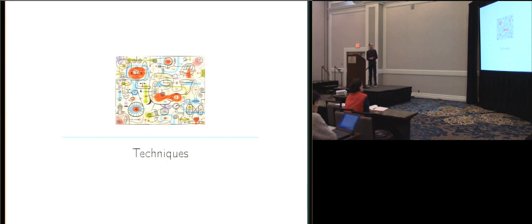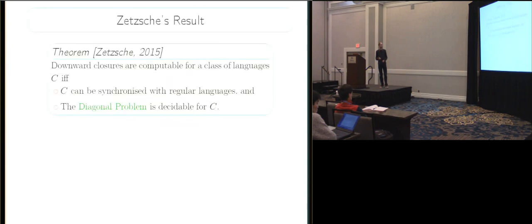Okay, so getting on to the techniques. There are 2 parts to the technique slides. First I'm going to present Zetzsche's general technique, which I think is of interest to anybody thinking about computing downward closures. And then if I have time, I'll say a bit about how we do it for the pushdown system case. So this is Zetzsche's result, or the variant of it that's useful for us. He shows that the downward closure for any class of languages is computable if we're able to synchronize with regular languages.